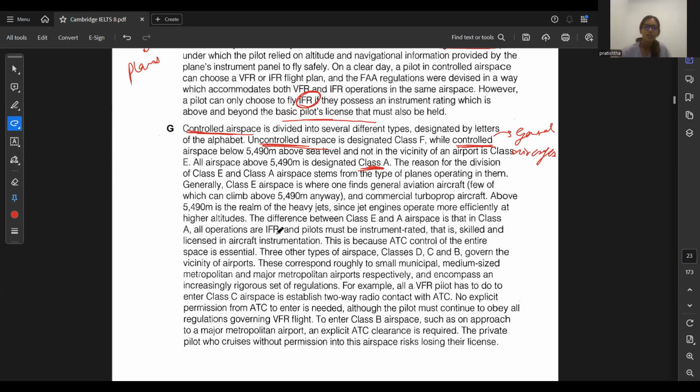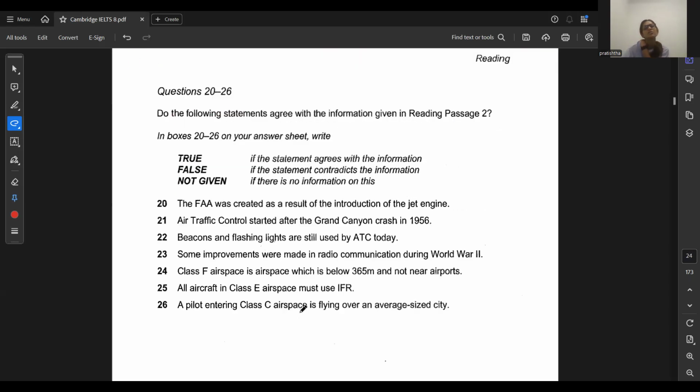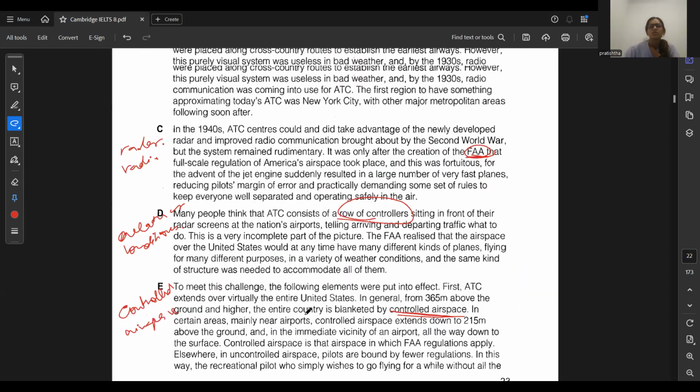In class A, all operations are IFR, so it's for more advanced airplanes, and pilots must be instrument rated, skilled and licensed in aircraft instrument control. There are three other types of airspace, classes D, C, and B. They govern the vicinity of airports, meaning the area nearby an airport. They are for small municipal, medium-sized, and metropolitan airports. And it's basically talking about all of this, and that is the only information we need for these questions here.